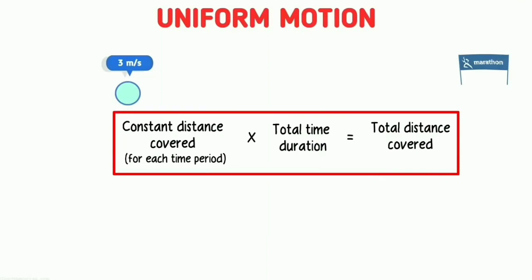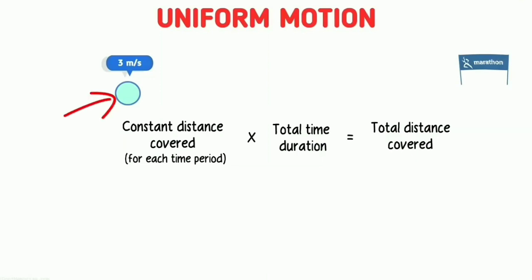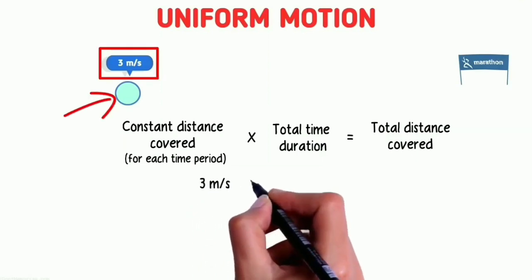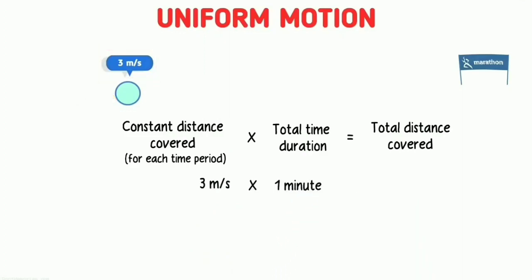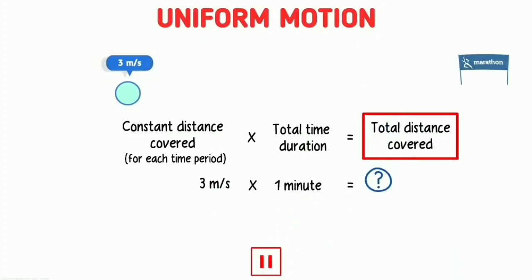What do I mean by this? If I said this man ran at a uniform speed of 3 meters per second for a minute, can you tell me how much distance he covered?